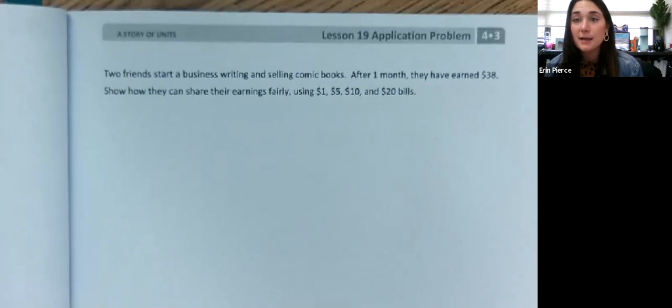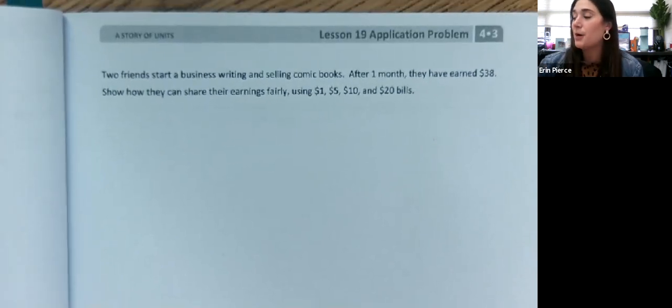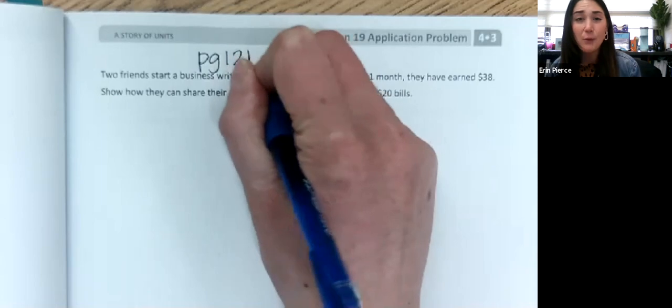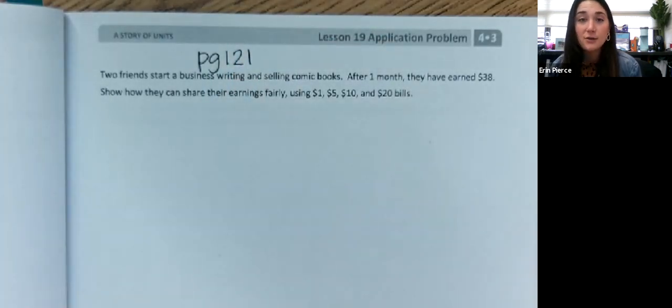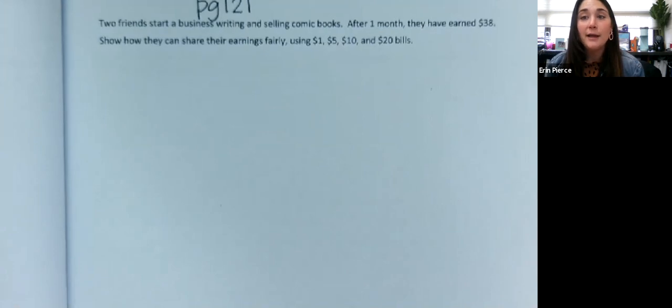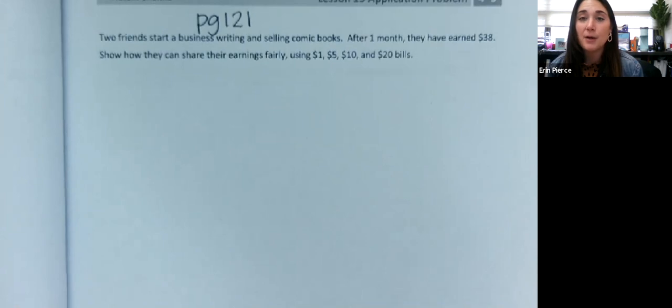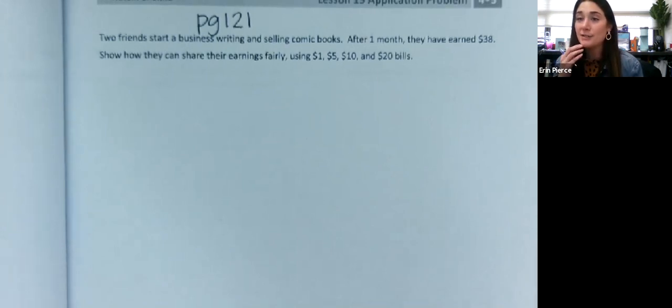So you're on lesson 19. We're going to do the application problem. That's on page 121. I would pause the video right here until you get to the page. Now that you're at the page, let's read what is being asked. 2 friends start a business writing and selling comic books. After 1 month, they have earned $38. Show how they can share their earnings fairly using $1 bills, $5 bills, $10 bills, and $20 bills.